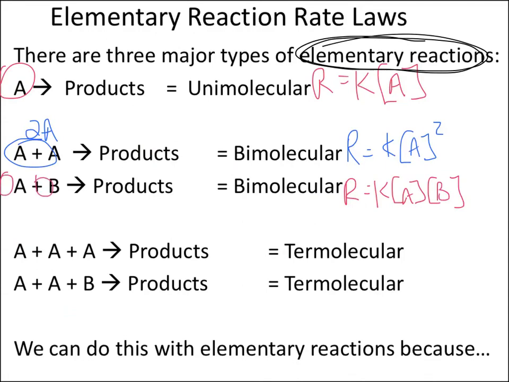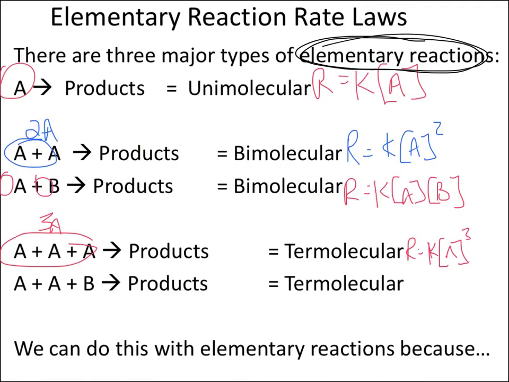And then just for fun, let's take a look at these last ones, the termolecular ones. Notice I've got 3 A's here, so that's equivalent to 3A. And so my rate is going to be equal to some rate constant times the concentration of A cubed. So in that case, it would be a third order reaction.